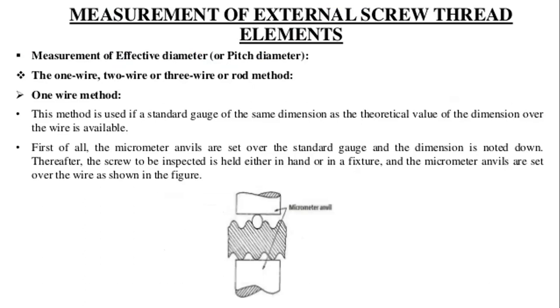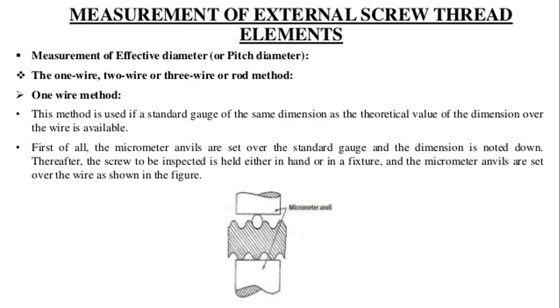So in this one wire method, you have to take the standard gauge for the measurement. This method is used if a standard gauge of the same dimension as the theoretical value, that is, the theoretical value of the dimension of the wire, the actual diameter, is available. Whenever the actual diameter is available, you have to take it.